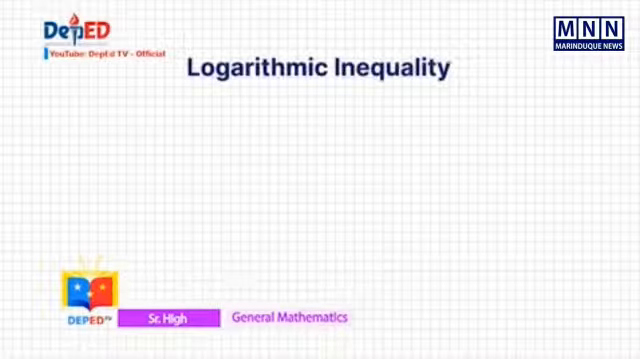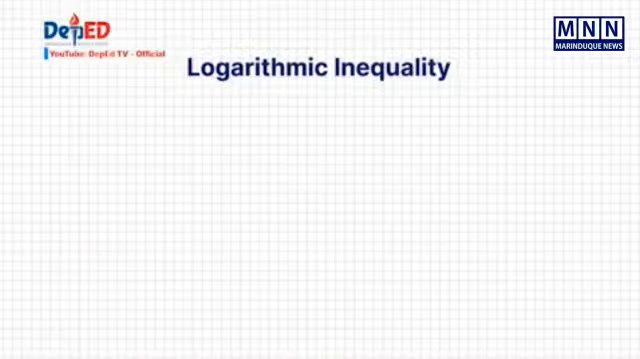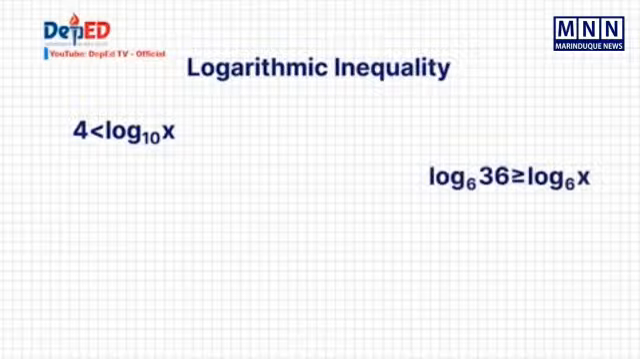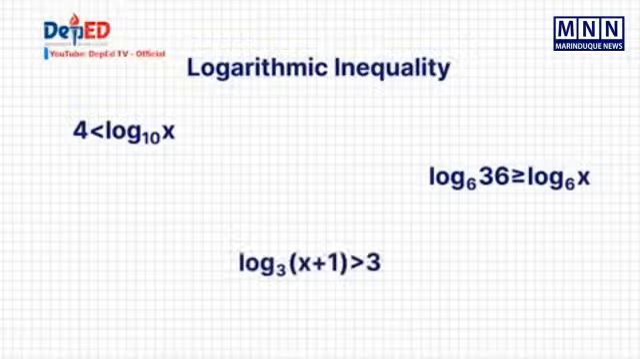These are examples of logarithmic inequalities. We have 4 is less than the logarithm of x with a base 10. Another example is the logarithm of 36 with a base 6 is greater than or equal to the logarithm of x with a base 6. The logarithm of the quantity x plus 1 with a base 3 is greater than 3 is also a logarithmic inequality.